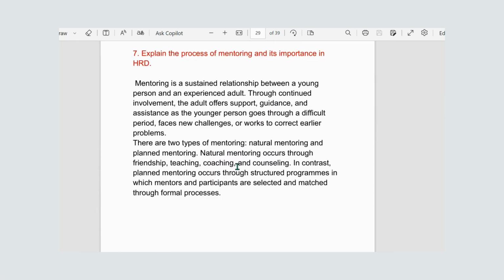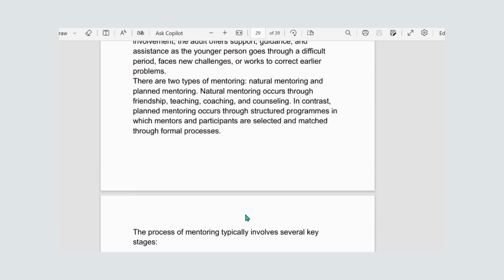It is a relationship between a young person and an experienced adult, right? So mentoring can be of two types, that is natural mentoring and planned mentoring. Natural mentoring occurs through friendship, teaching, coaching, and counseling. Whereas planned mentoring occurs through structured programs in which mentors and participants are selected and matched through formal processes.